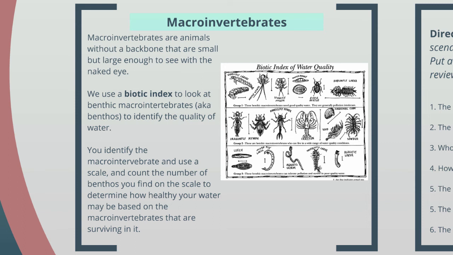So some macroinvertebrates are very sensitive to pollution. If you're finding macroinvertebrates that are very sensitive to pollution, then our water is probably very healthy, because if the water is polluted and they're sensitive, they're not going to be able to survive. So if we're finding lots of macroinvertebrates that can live in polluted water, they're not sensitive to pollution, and we don't find very many macroinvertebrates that are sensitive, then maybe our water is not as healthy. It might be a little bit more polluted. So looking at the type of animals or macroinvertebrates that live in the water can help us determine how healthy our water is.